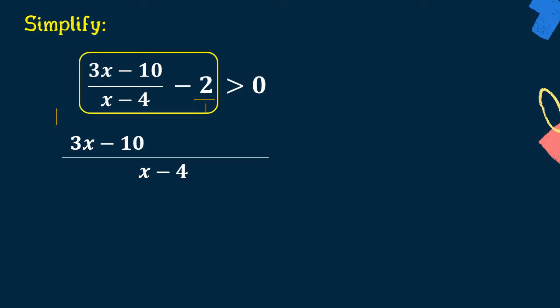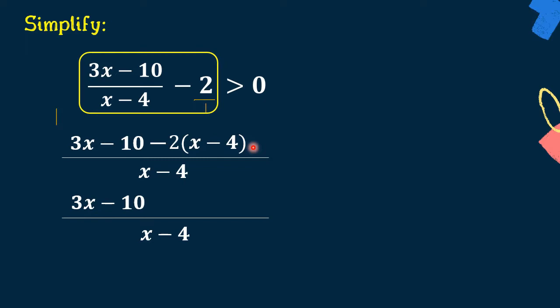Next, we do the same thing to the next term. But before that, we have to copy the minus symbol here, or the subtraction symbol here. So, again, x minus 4 divided by 1 is x minus 4, times 2. So, that is 2 times (x minus 4).